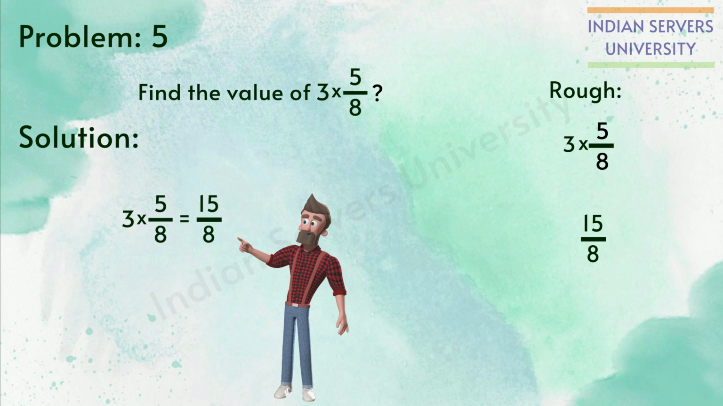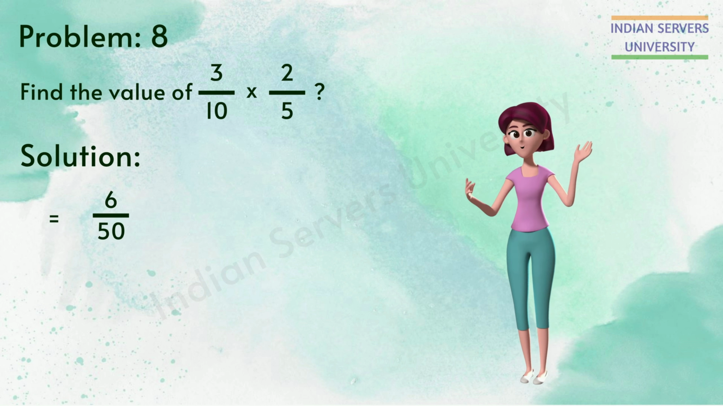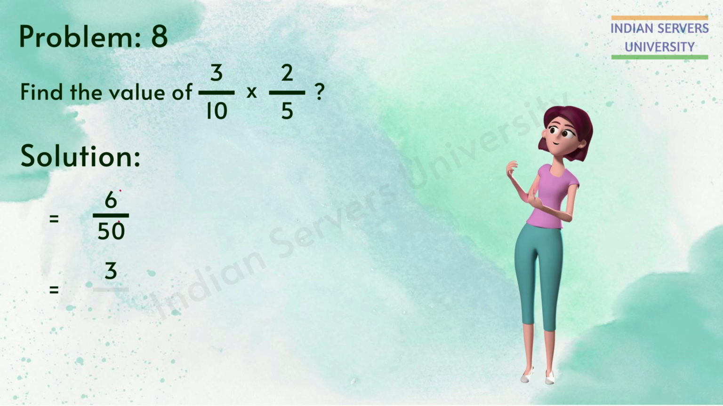Next problem, 3 by 10 into 2 by 5. So 3 into 2 6 by 10 into 5 50. So if 2 తో cancel చేస్తే 3 by 25.